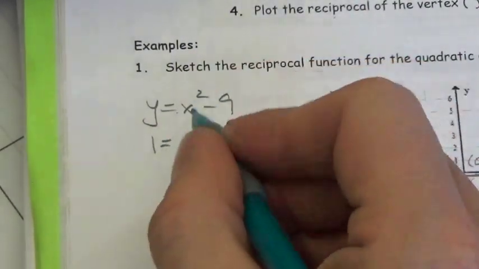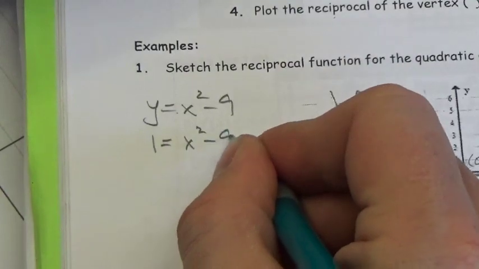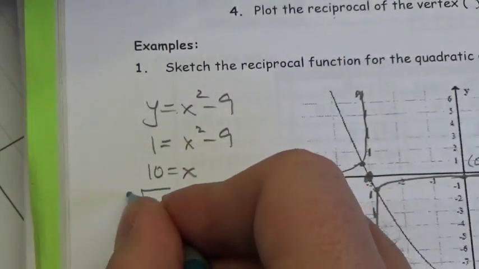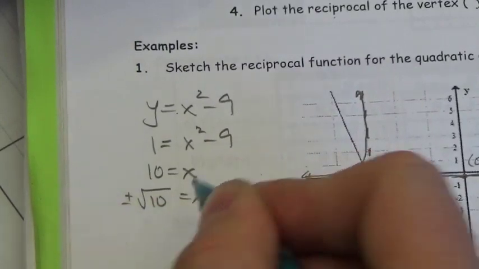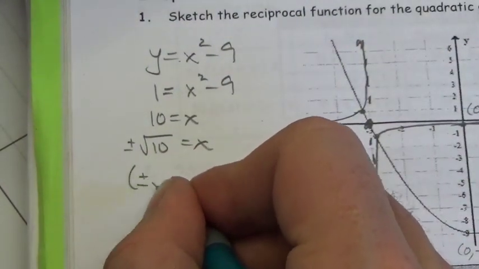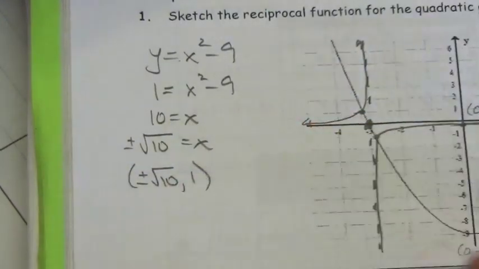So if we let y equal 1, add 9 to both sides, we're going to get the square root of 10. So we're going to get 2 points here, positive and negative root 10, and then the y-coordinate's going to be 1.